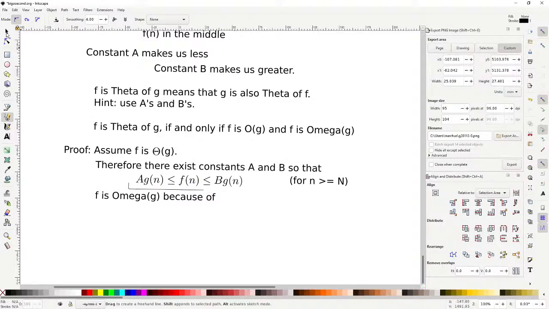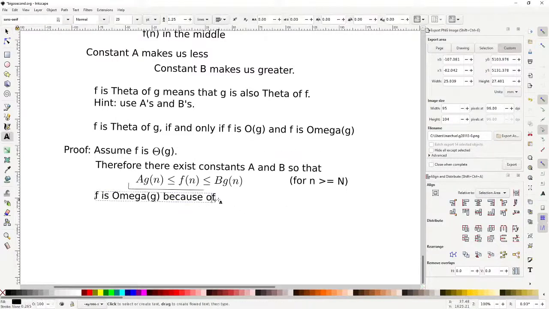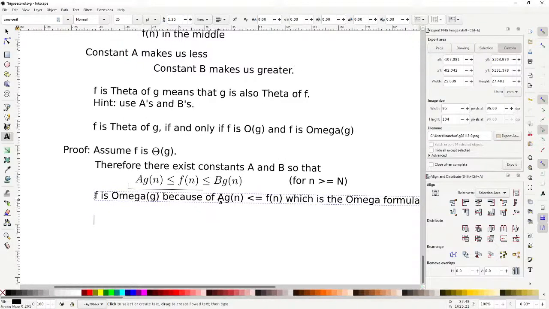So the constant a times g of n is less than or equal to f of n, which is the big omega formula. And then similarly, you do the same thing, f is big O of g, because f of n is less than or equal to b times g of n. And you might say, well, is b the same thing as the constant c? The answer is, did the letter name matter? Nope. So we just say this is the big O of g formula, right?